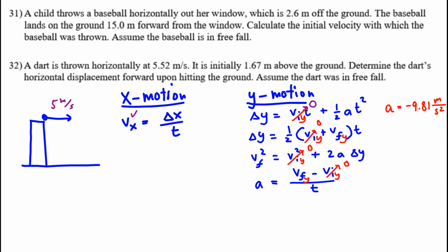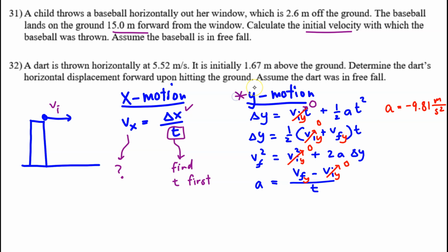Number 31 is a very, very similar problem. This time, we are trying to calculate the initial velocity. But of course, that means we're trying to find Vx. In this case, they've given us the delta x, but until we know time, we can't get Vx. So that's what we do. We find t first, just like the last problem. How do we find time?